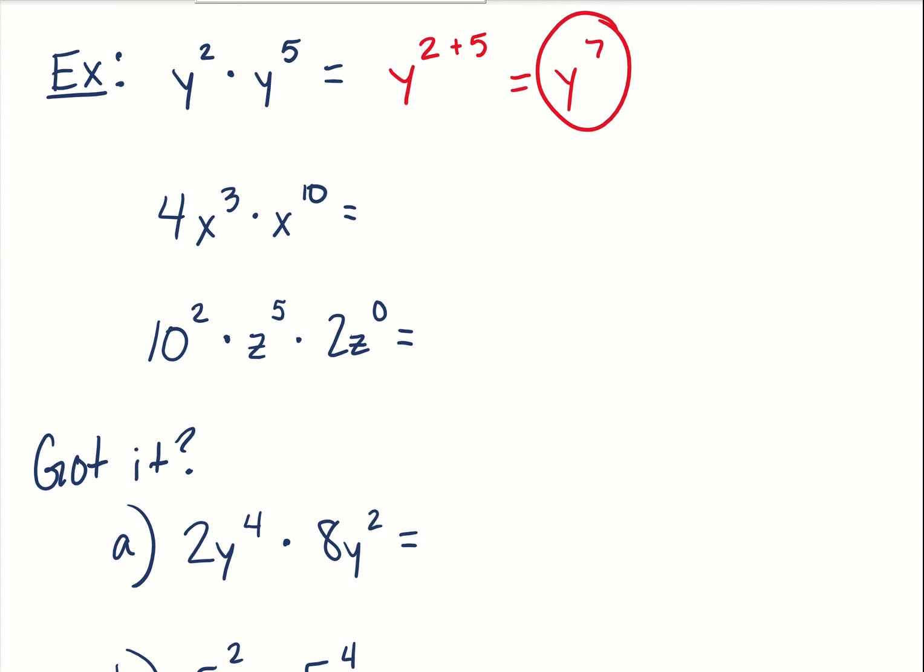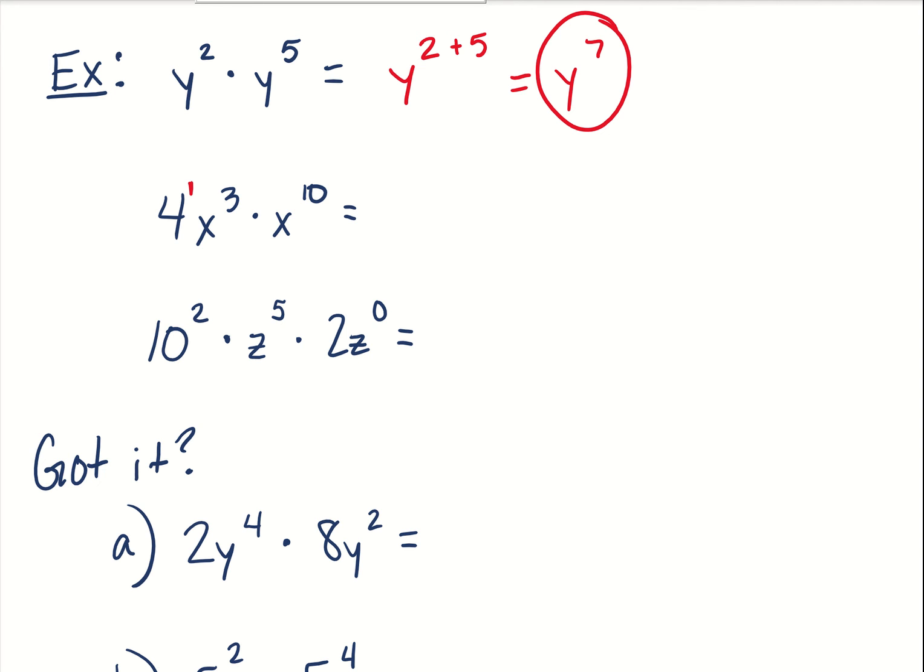The next one, it gets a little bit more tricky. Okay, remember that our exponent only goes on the thing it's directly attached to. So it goes on the x, it does not go on the 4 here. Okay, it only goes to the x. All right, which means there is no exponent on the 4.